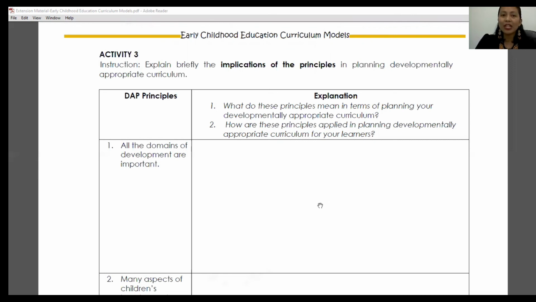So when you say own explanation, it has to come from your own understanding based on this lesson video and perhaps based on your reading activities. So for the explanation, you have to consider these two. First is, what do these principles mean in terms of planning your developmentally appropriate curriculum? And second, how are these principles applied in planning developmentally appropriate curriculum for young learners? So for each DAP principle, you need to consider these two questions to help you think on what you're going to write for your explanation for every DAP principle.